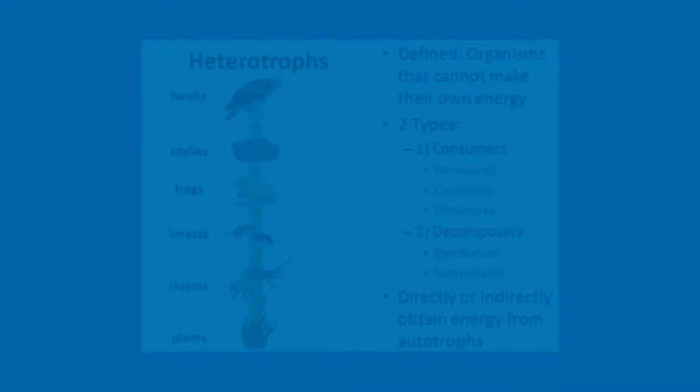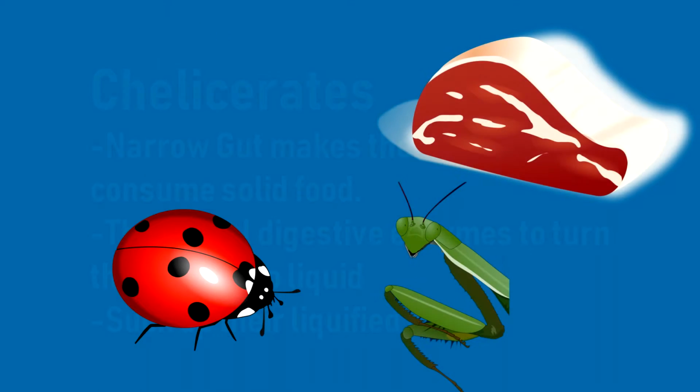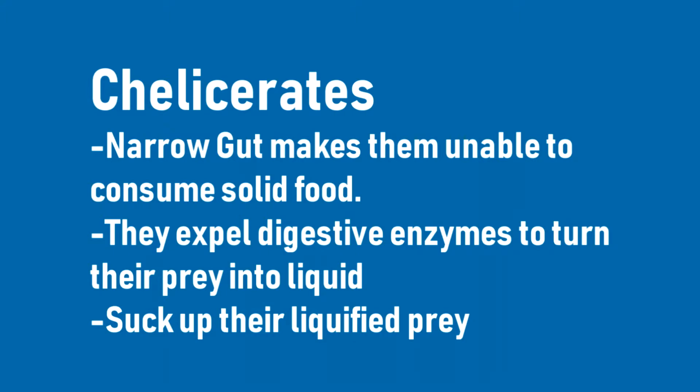However, all arthropods are heterotrophs, meaning they consume other organisms for energy. While all arthropods are heterotrophs, many are herbivores and many are carnivores. Chelicerates are carnivores. They usually prey on other small insects for energy. However, chelicerates have a narrow gut, meaning they are unable to eat solid food.